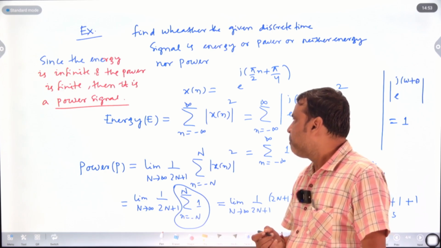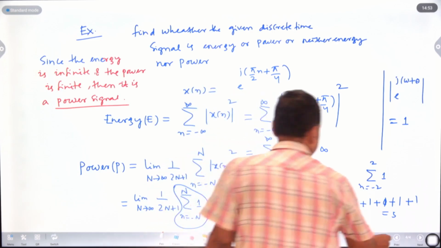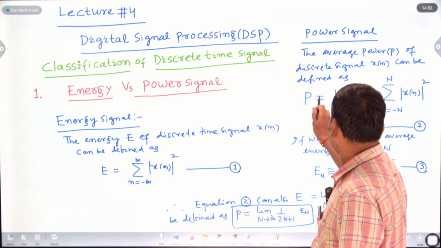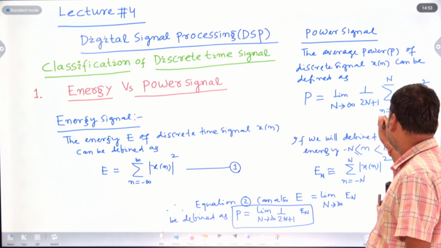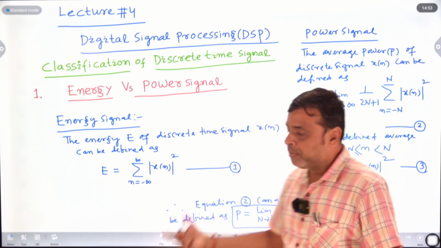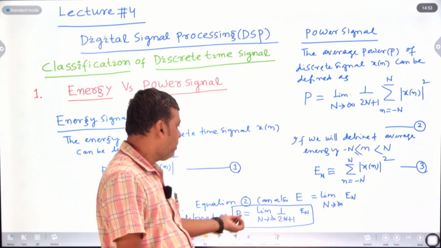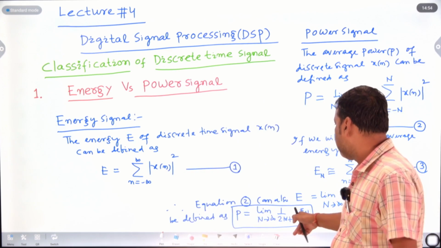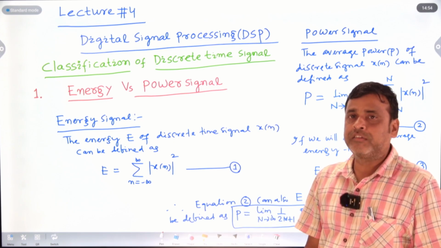Similarly, the power P of a discrete signal x of n can be defined as P equal to limit n tends to infinity of 1 by 2n plus 1, in the interval n equal to minus n to n, x of n square. So there is a relation between energy and power: P equal to limit n tends to infinity 1 by 2n plus 1 into En. So from this relation we have derived, if the energy is finite, the power becomes 0, and the signal is called the energy signal.